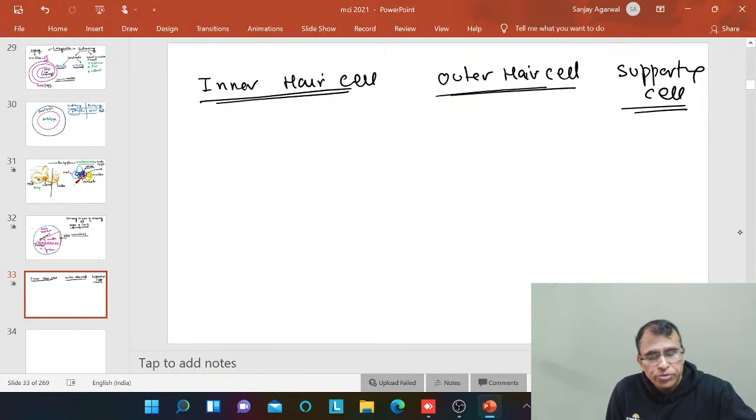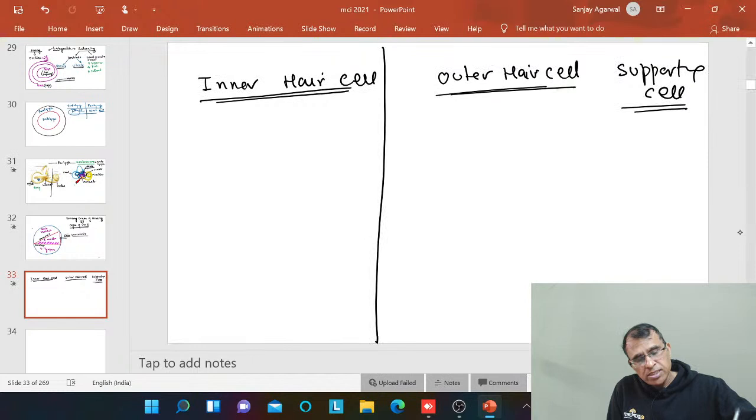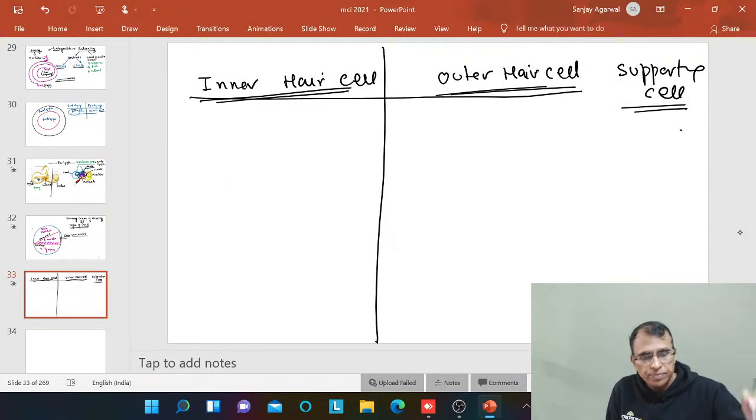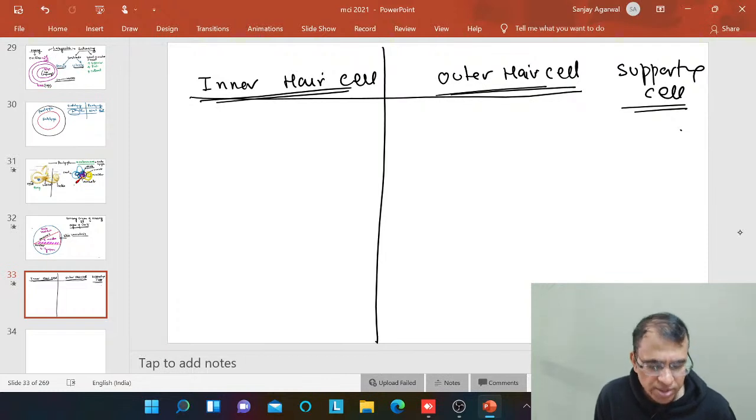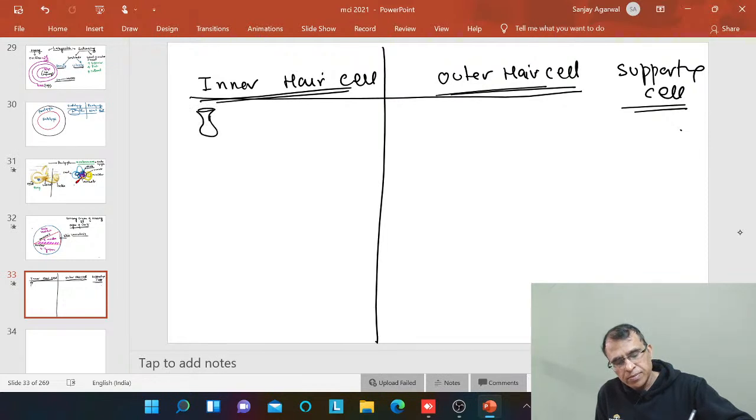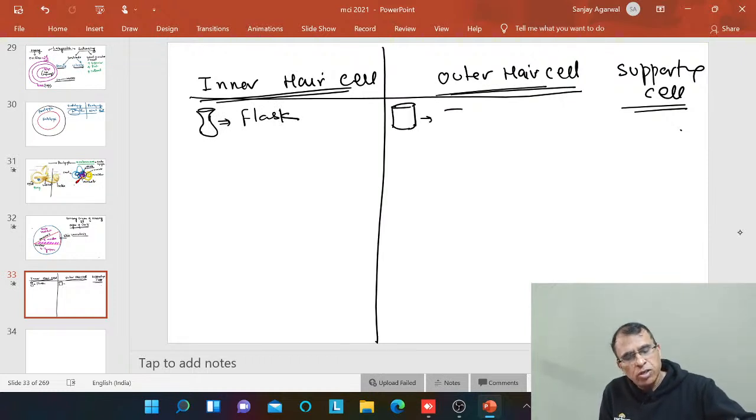And what is important for you, they ask you the difference between the inner hair cells and the outer hair cells of the cochlea. This is the last thing in the cochlea you have to know, which is very commonly asked in the exam. There are 7-8 differences. I'll tell you 5 only, the important ones. The shape is different. Inner hair cells, we always draw like this, and this is called flask shaped. Outer hair cells, we draw like this, and this is called either tubular or cylindrical. Tube or cylinder.